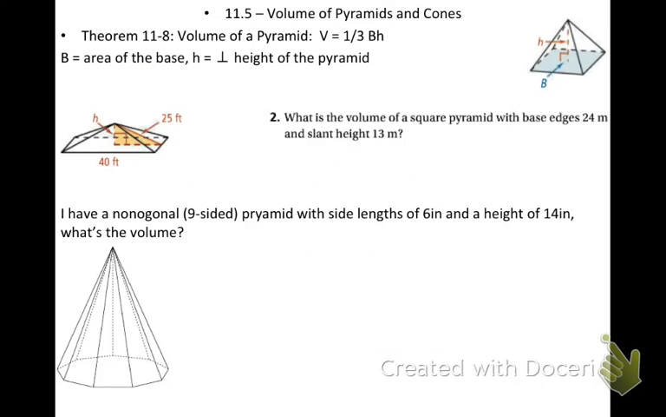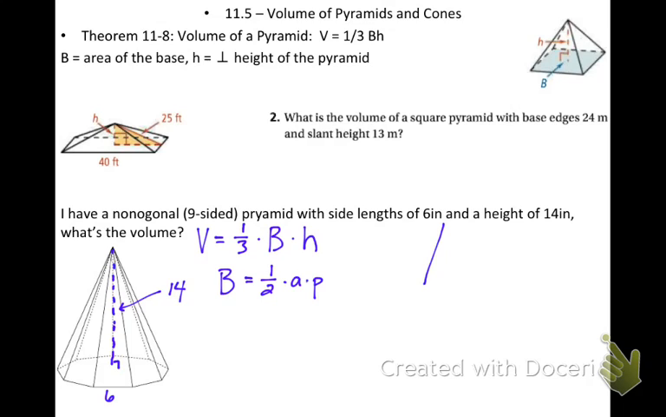Next one, again, is where it gets a little bit more difficult. I've got a nonagon, and I want to find out what the volume of the nonagonal pyramid is. So, again, volume is equal to 1/3 of the area of my base times my height. It tells me that I've got 6-inch sides, and that my perpendicular height going down here is 14. So, I can find out the area of my base by doing 1/2 times my apothem times my perimeter.